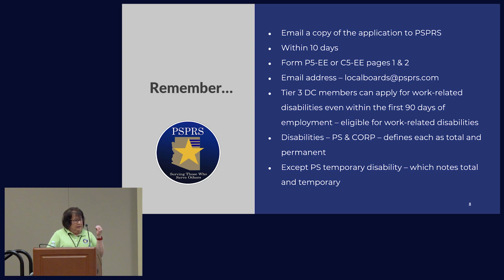And again, the Tier 3 DC members can apply for the work-related disabilities, even within the first 90 days of employment. So you have to keep in mind that they do have that option. And when it comes to the disabilities, the definitions are in statute, and they're listed there, which is good. But within each one, they do note that it's total and permanent. I think the only one that's different is the temporary, which is total and temporary.